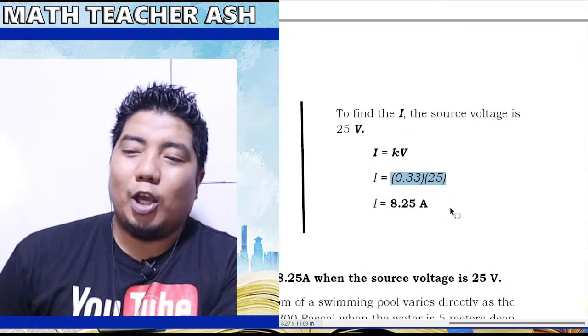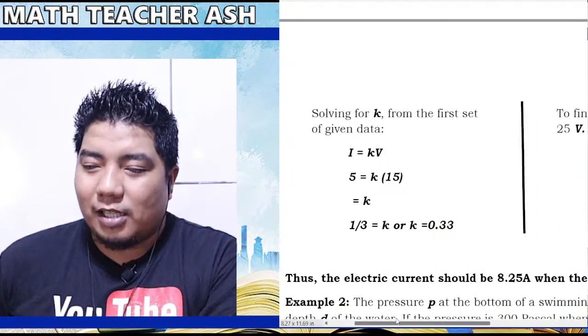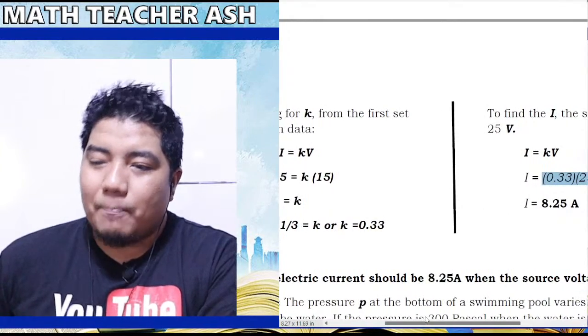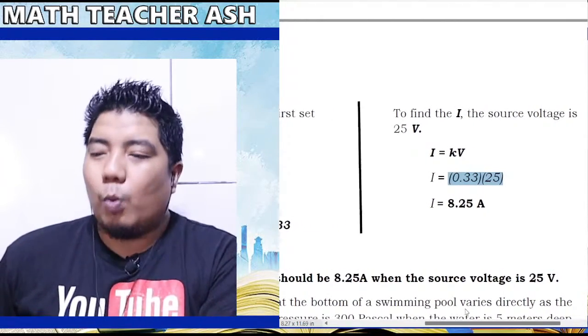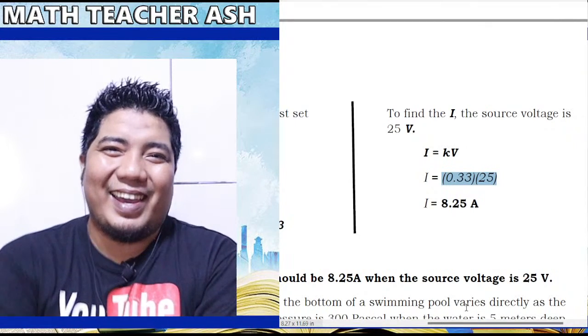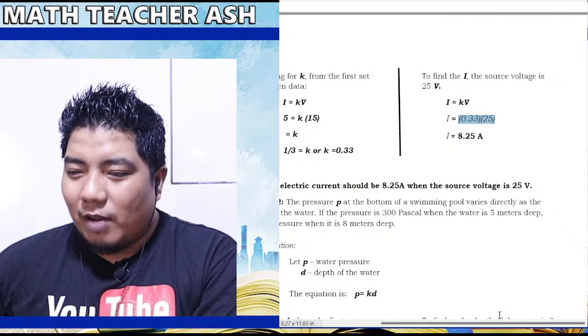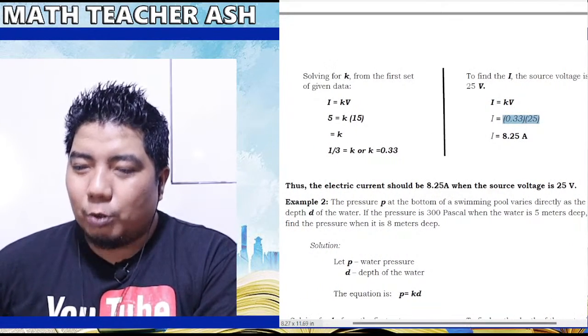So, this will be your final answer for your problem. Okay, so thus, the electric current should be 8.25 amperes when the source voltage is 25. Okay, ganun lang kadali, my dear math learners. Okay, so now let's go to example number 2.